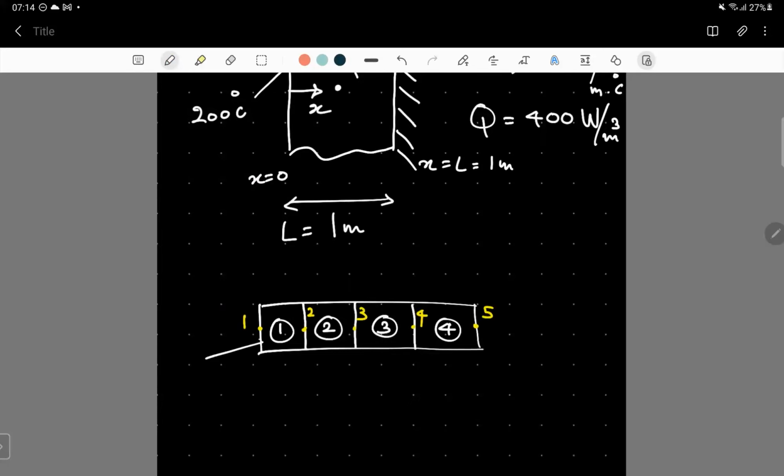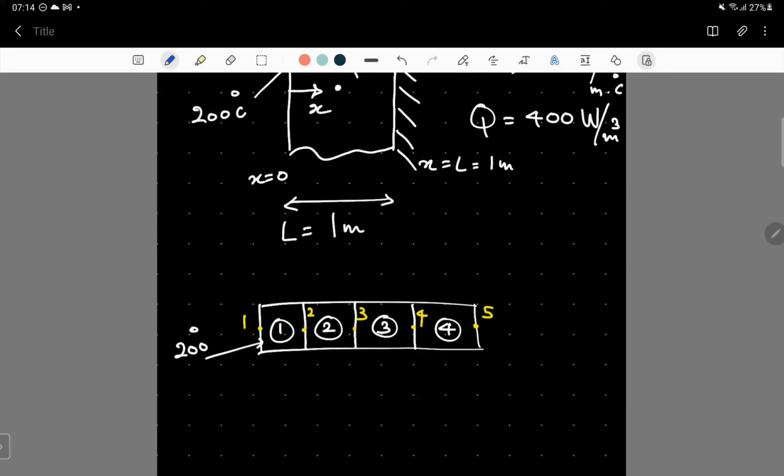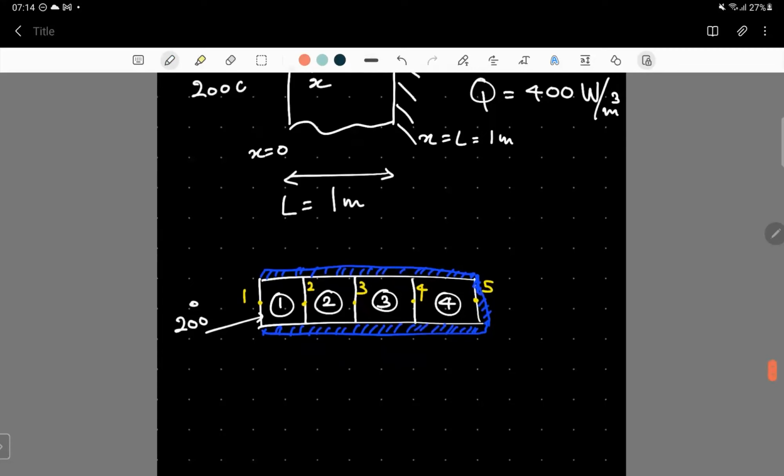So the first surface is exposed to 200 Celsius degrees, and the other surfaces are, of course, properly insulated. We're interested in one-dimensional heat transfer in this problem, so we assume the heat transfers only in the x direction. With the blue color, I have represented the insulation layer surrounding the wall material. So this is approximated, as I mentioned, as a one-dimensional heat transfer problem.